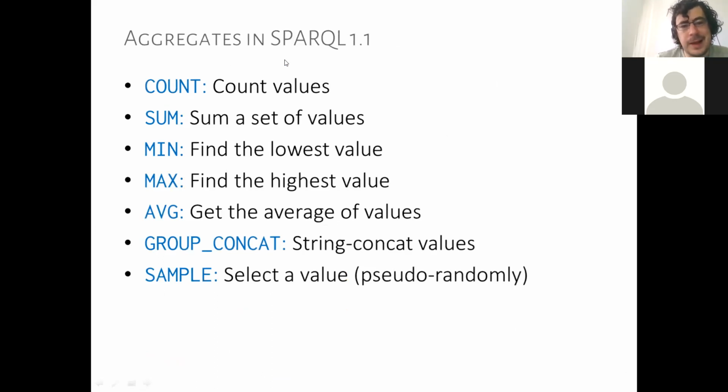What are the functions we can apply in SPARQL 1.1, the aggregate functions? We can apply count, sum, min, max, average, group concat, which allows us to concatenate all of the values in a group. For example, if we wanted to list all of the stars of a movie, we could use a group concat. And sample, which allows us to return some value. So if we wanted for every movie to get 1 star, but we didn't really care which one, we could use sample to select a star of a movie pseudo-randomly.